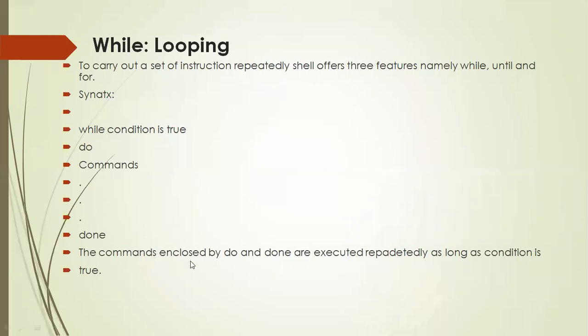So the commands enclosed by do and done are executed repeatedly as long as the condition is true. It comes out of the loop when the condition becomes false. Till then it is going to execute many times. And this is a simple example for the while loop.